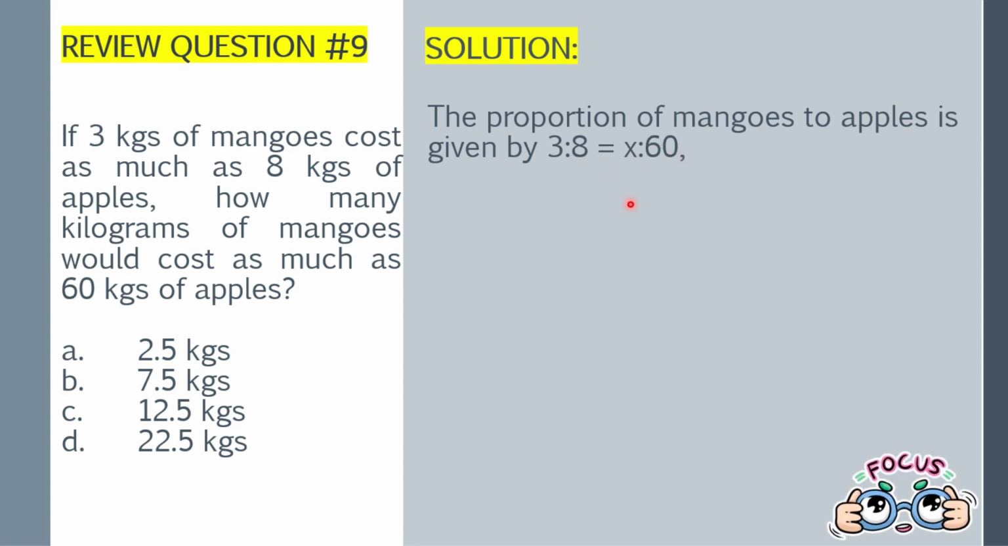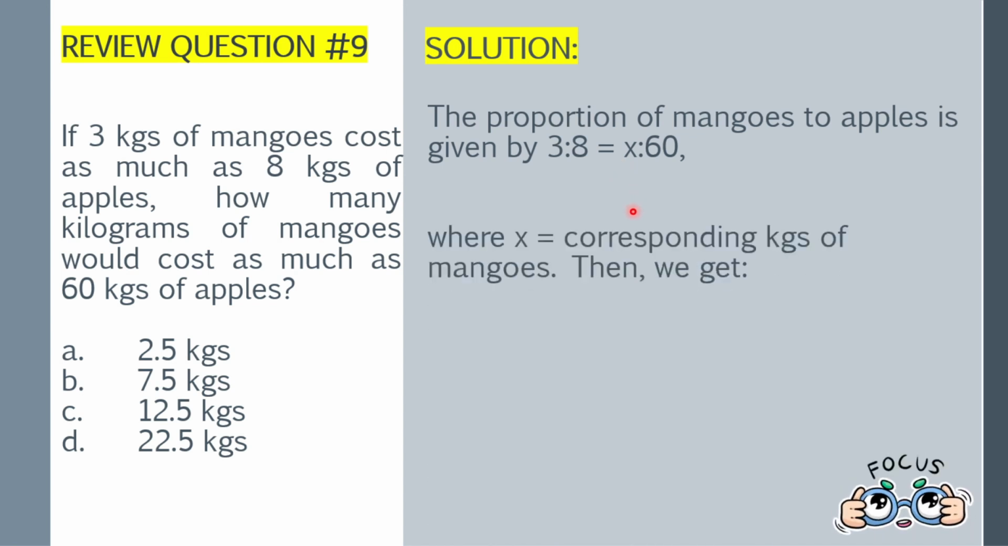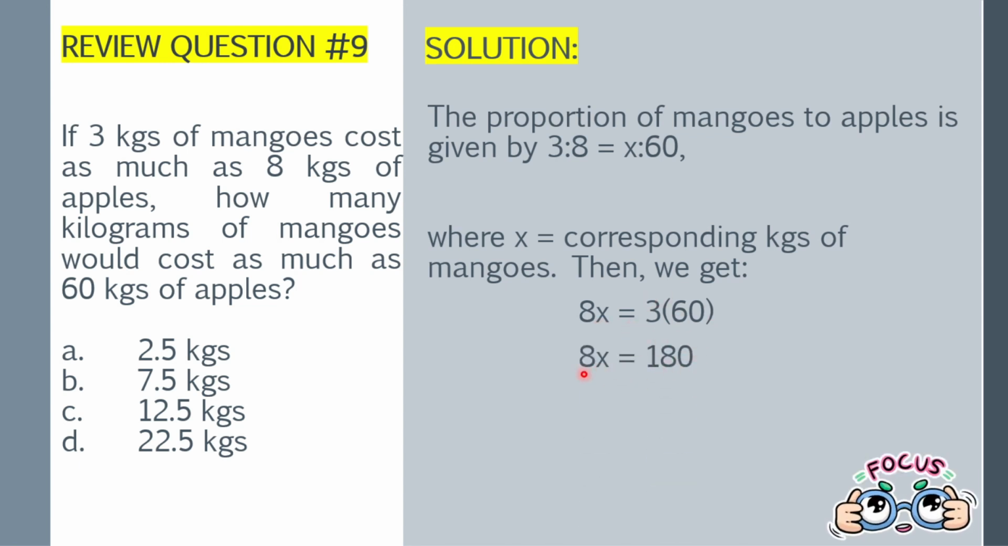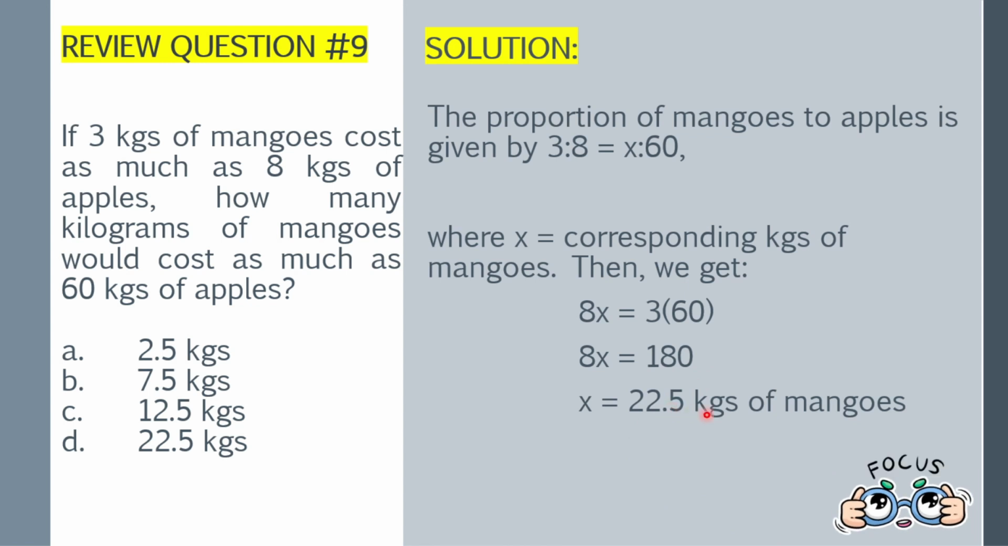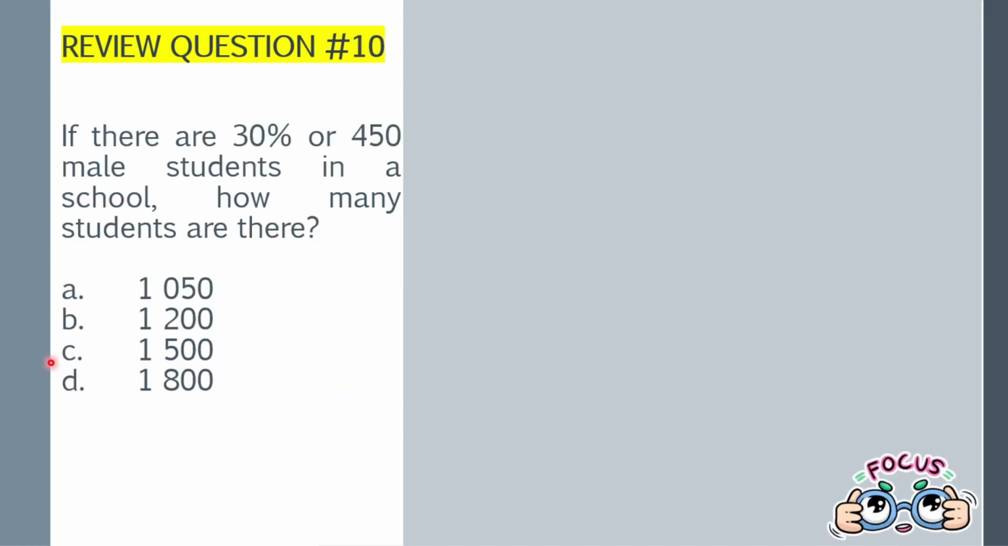Then we come up with the equation: multiplying the extremes and the means, 8x is equal to 3 times 60. That is how we make the equation. So we get 8x equals 180. Then, divide both sides by 8, we get 22.5 kilograms of mangoes. Therefore, the answer is letter D.